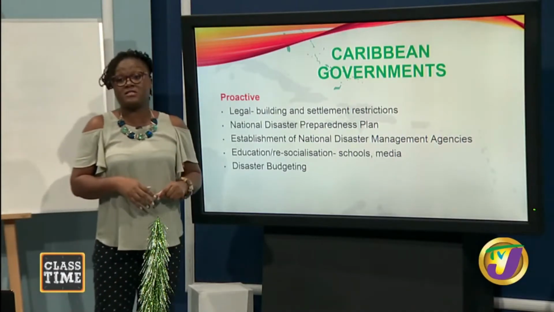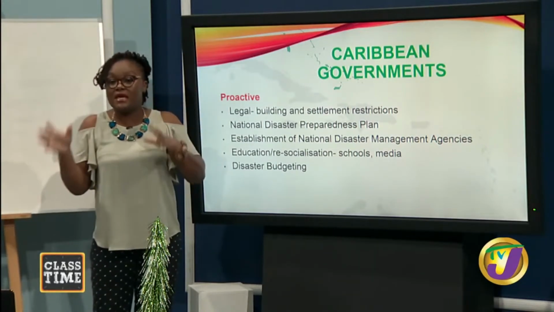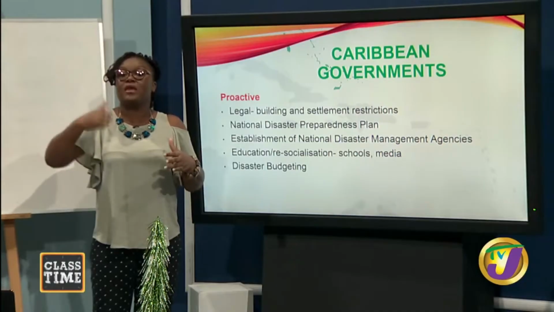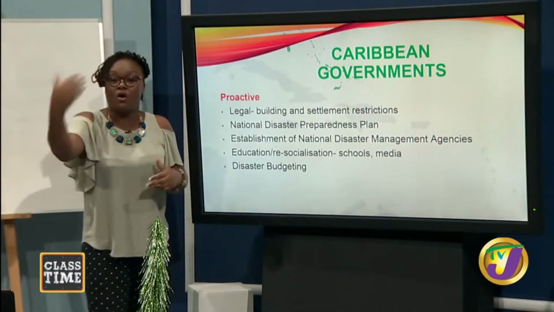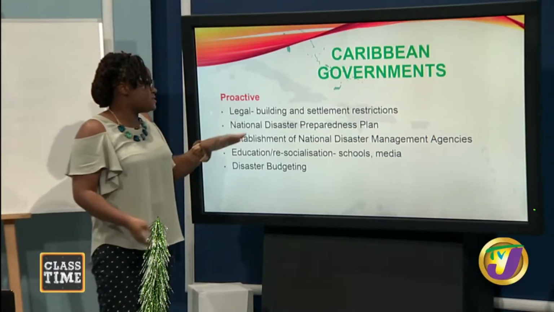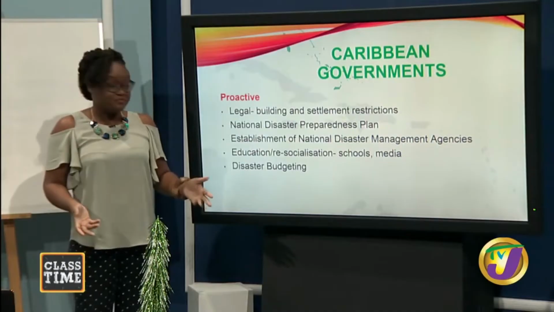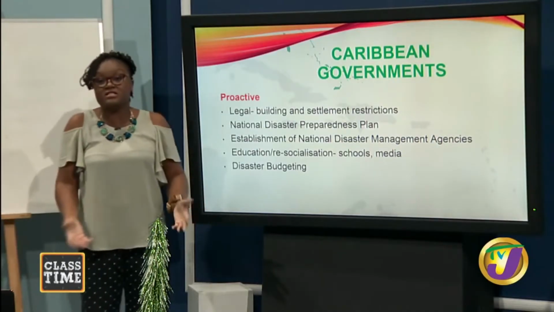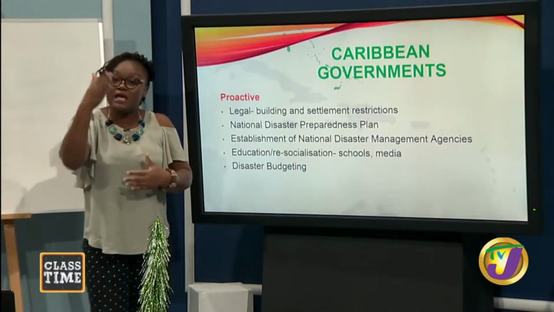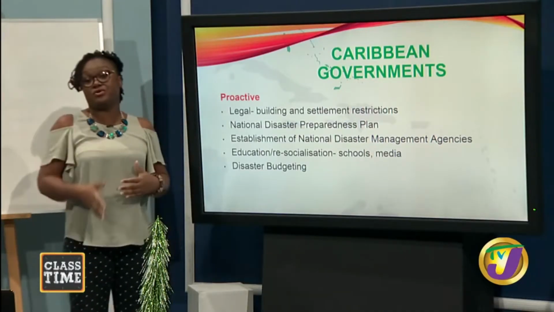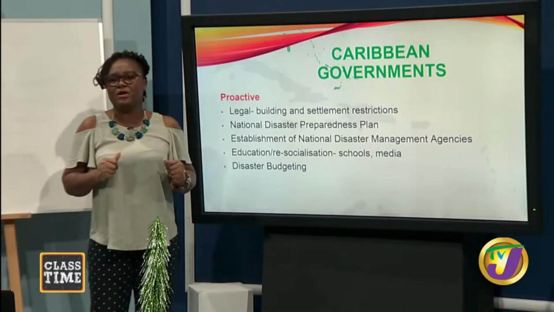National Disaster Preparedness Plan. We need to have a plan. There must be a plan in place. So in case of anything, this is what will happen. These are the groups that will roll out. These are the things that will now come into effect. The establishment of national disaster management agencies. Right? So you need to have these agencies that are responsible for this. And they are the ones who take the forefront. Right? NGOs included too.